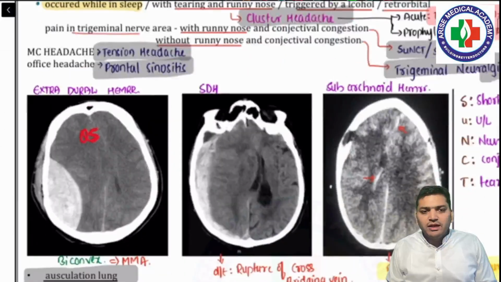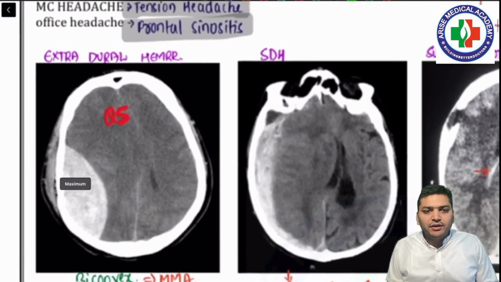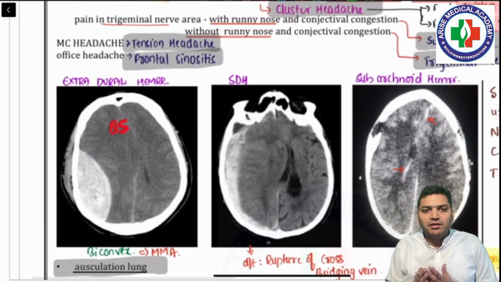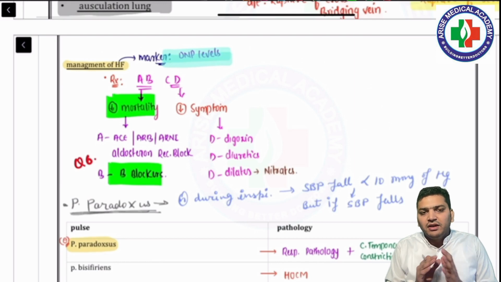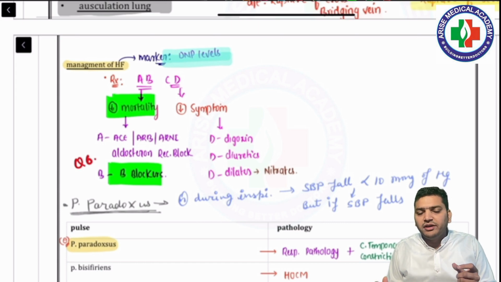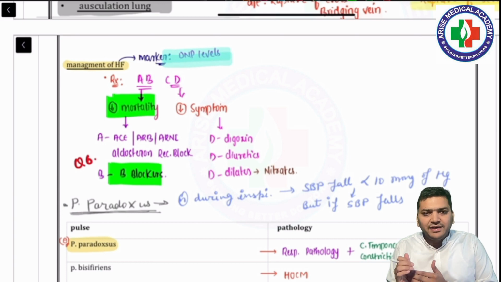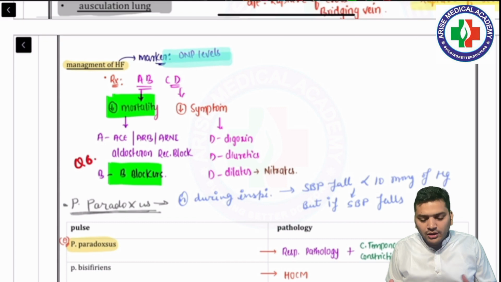Then the fifth question was a straightforward and very repeated question about the extradural hemorrhage. They have given the CT scan and the biconvex shape lesion that you can see, that was the extradural hemorrhage. Then the sixth question was again about heart failure, asked last time also: which of the following drugs is going to decrease the mortality or increase the survival? That was the word they used. Increase the survival, that is the beta blocker, and among the given options that was metoprolol.